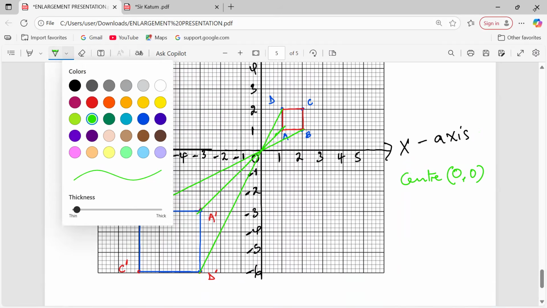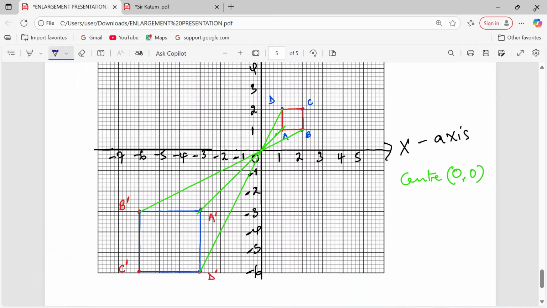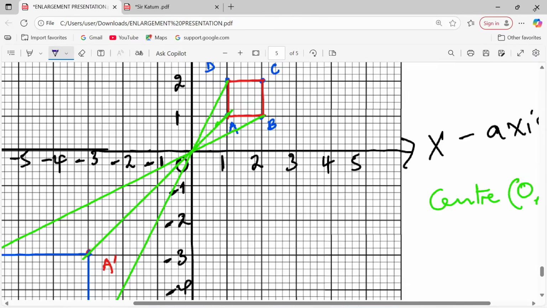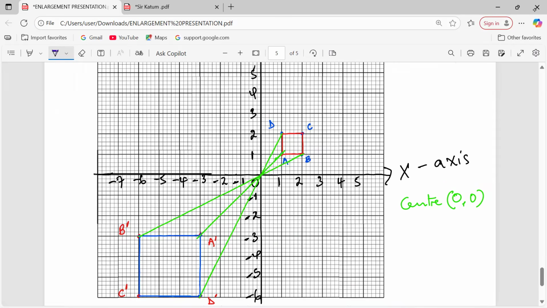One thing we are sure about in this particular question is that the scale factor is negative. Negative because when you look at the center 0, 0, the first square is here, and the second square is at this point. Therefore, they are on opposite sides of the center.